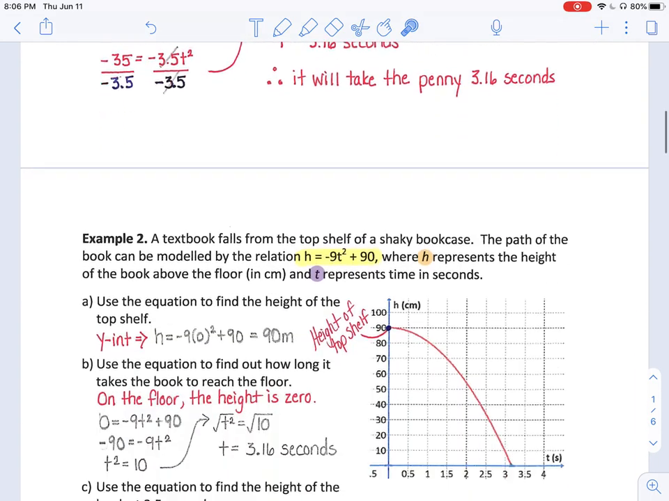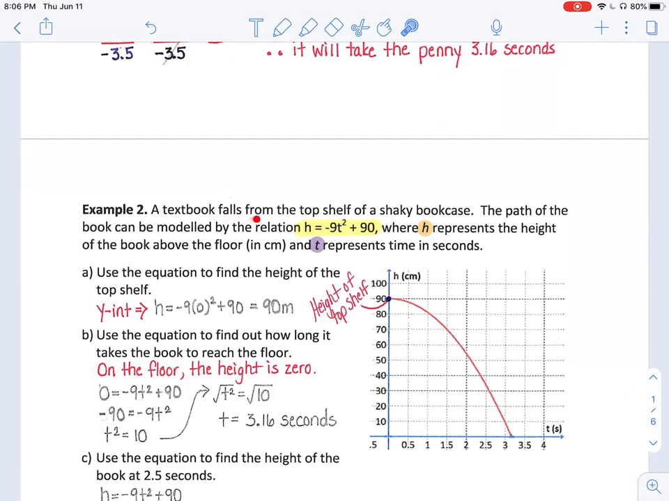Let's do another one here. A textbook falls from the top shelf of a shaky bookcase. The path of the book can be modeled by the relation h equals negative 9t squared plus 90. Right? There's a relation where h represents the height of the book above the floor in centimeters, and t represents time in seconds. Right? So this is the height, and then t is time.